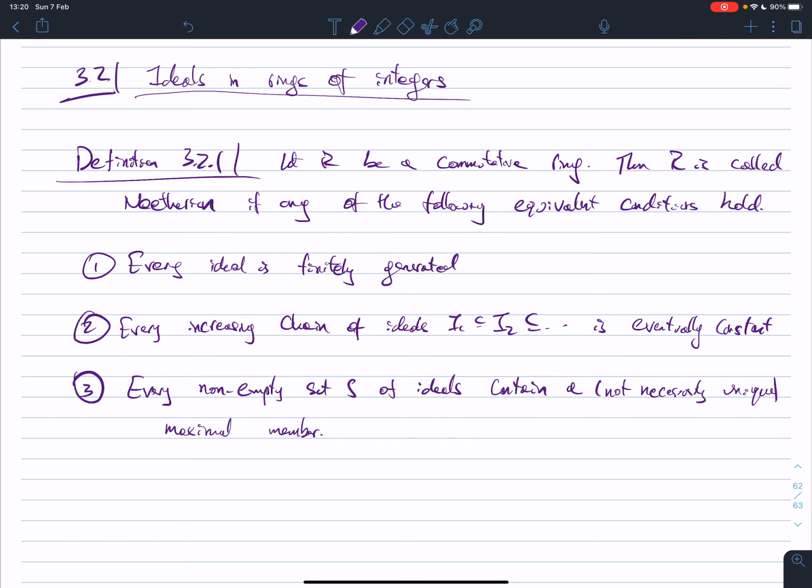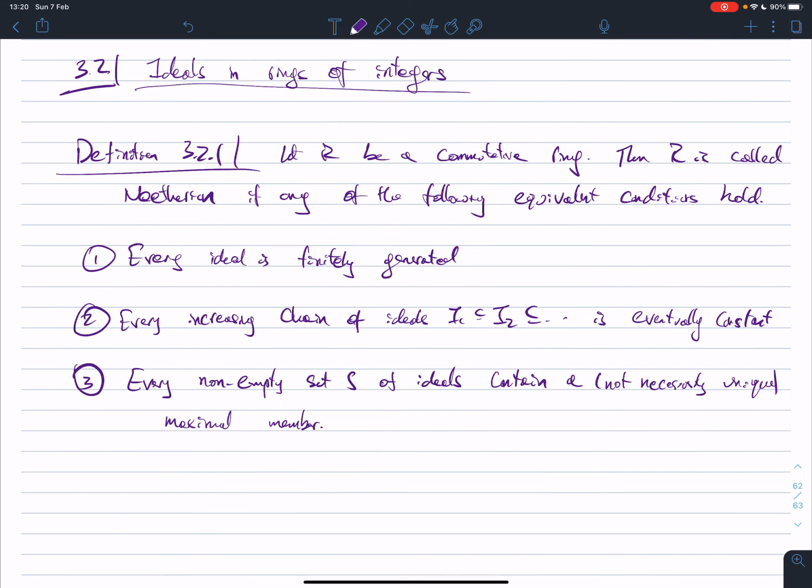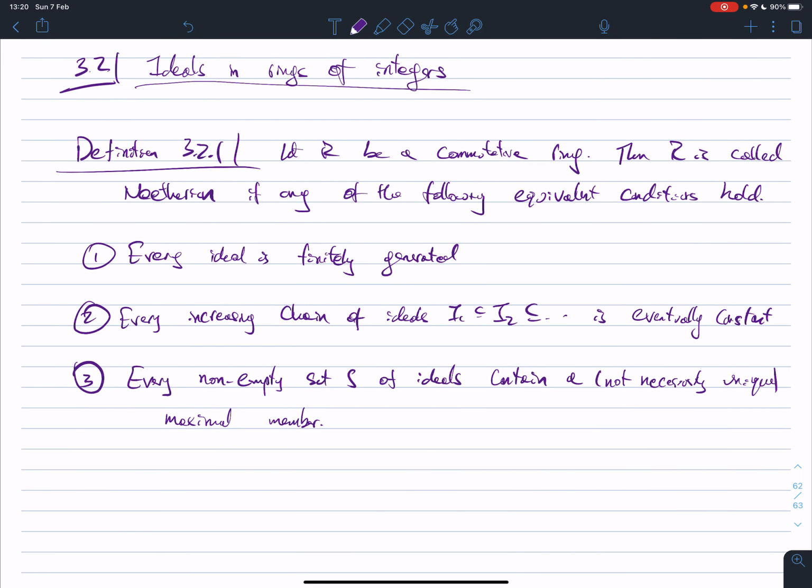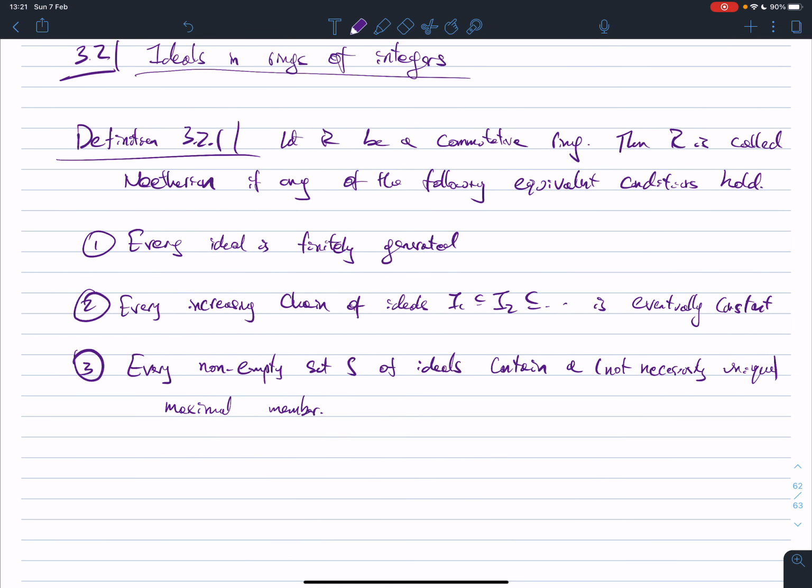Great. So this is a definition you've probably seen in algebra, and if not, then yeah, this is the definition. The first one is maybe the easiest one to understand. Every ideal is finitely generated, so every ideal looks like (x1, ..., xn), where this is some set of elements in your ring. But it turns out that the one that's most useful usually is the third one. As an exercise, you can go and check that these three things are equivalent.